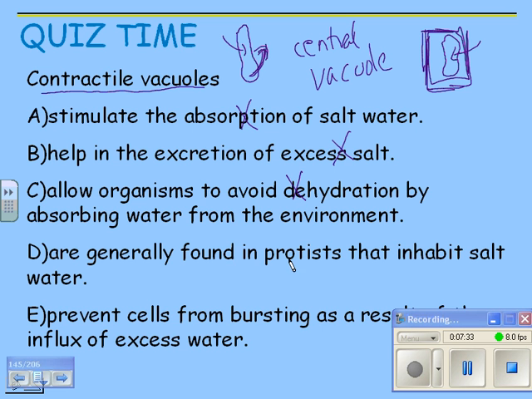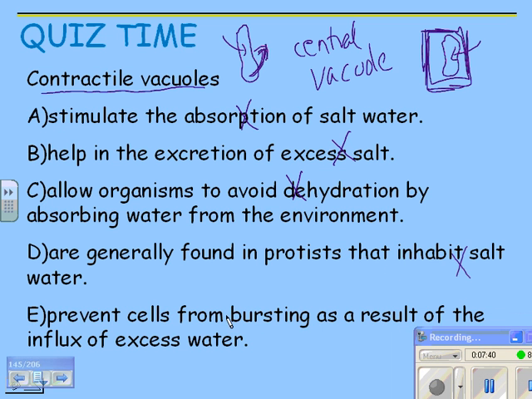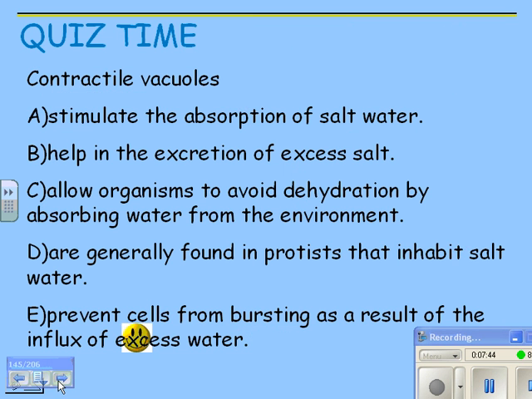Are generally found in protists that inhabit salt water. Oh, I really need to do the next unit for you. That's not true. Prevent cells from bursting. That's it, as a result of the influx of excess water. First of all, let's make sure you understand the vocabulary. Prevent, that means stop cells from bursting or breaking as a result of the influx. That means stuff coming in of excess water. Too much water is coming in. A contractile vacuole will send that water out. Goodbye, water. So that's the one.